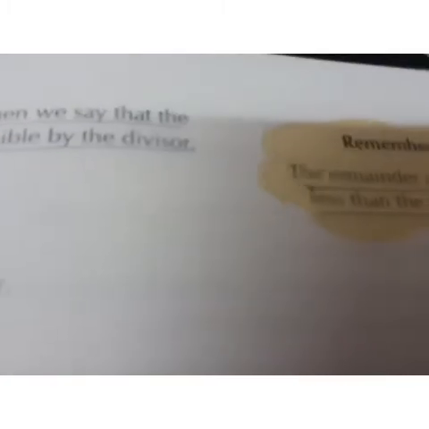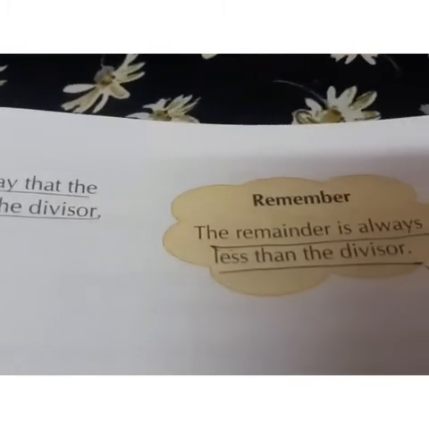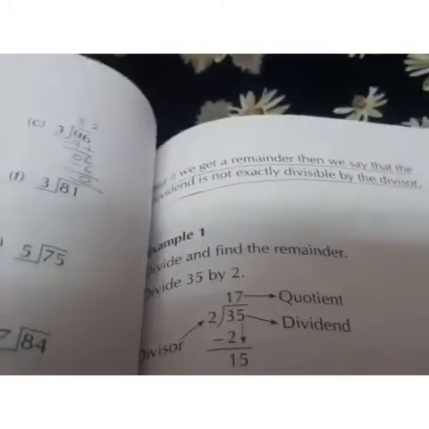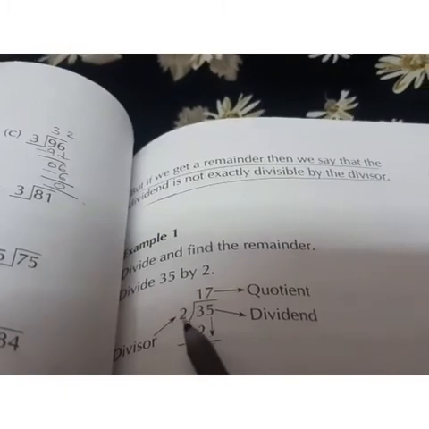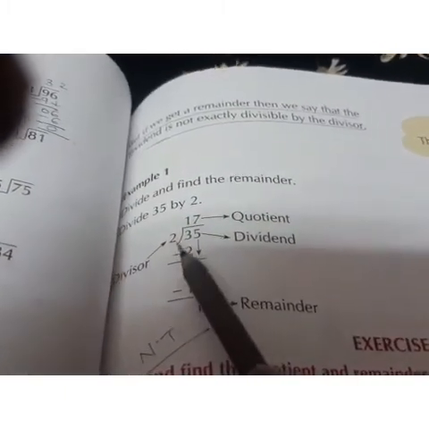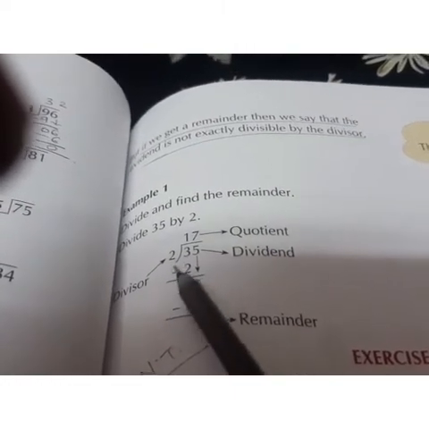Now what is the remember point? It says the remainder is always less than the divisor. इस चीज़ का हमेशा ध्यान रखने का कि जो भी रिमाइंडर आता है, नीचे जो नंबर एज अ रिमाइंडर आता है वो हमेशा इस डिविजर से छोटा होता है. जैसे कि यहाँ पर 1 जो है वो रिमाइंडर है तो यहाँ पर डिविजर हमारा क्या है? 2 है. That means the remainder 1 is smaller than the divisor.